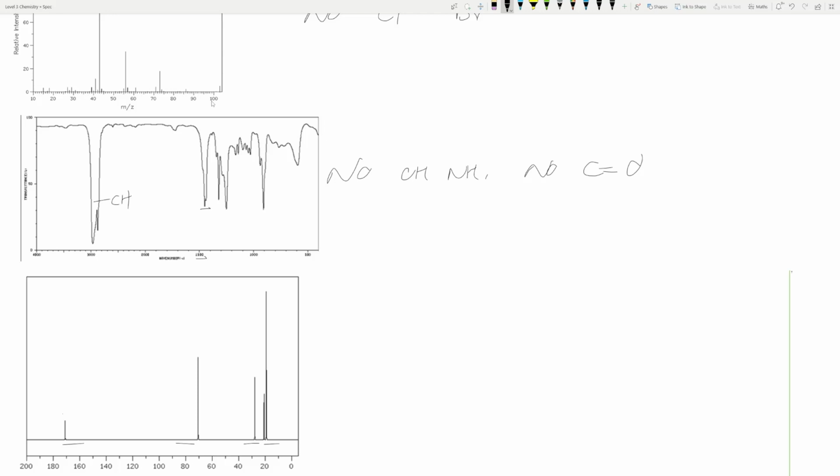At peak, because this is telling me there's a C double bond O. Wait, did I get the wrong spectrum? Let me see. This is 70, so this is most likely a C–O single bond. Yeah, I think I must have grabbed the wrong IR, because there should be a peak here. If there's a C double bond O from the mass, because I was copying and pasting spectra, there might be something here.